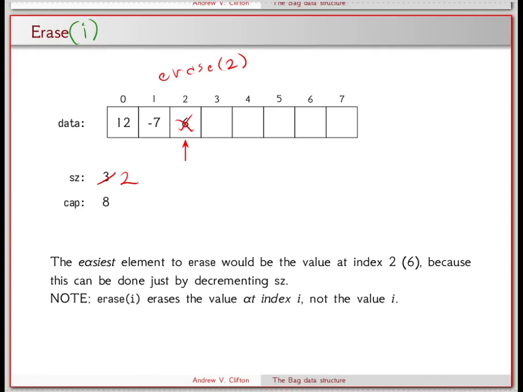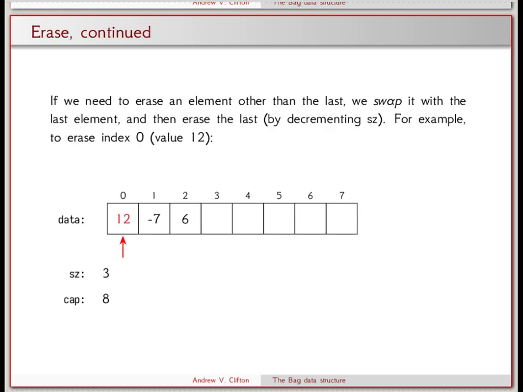So the easiest place to erase would be the last position, because we can just decrement the size. But of course, there's no guarantee that that's what you're going to ask me to erase. You might ask me to erase the thing at position 1 or the thing at position 0. So how do we handle those? Well, if you want to erase something other than the last thing, let's just turn it into the last thing. Let's say in this case, we're going to erase 0. We want to erase the thing at position 0. We want to erase this 12.